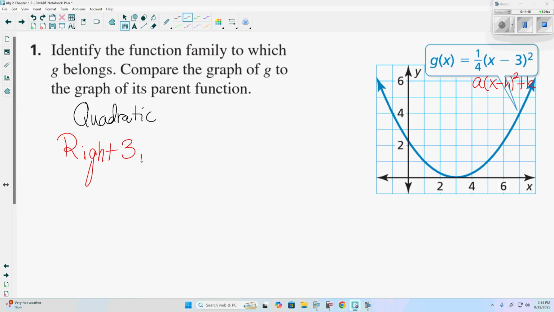Do we have a value for a? Is it negative? No, so there is no reflection across the x-axis. If it was negative, there would be. But we do have a number there, so that tells us we have a vertical stretch or shrink. So what's the number? 1/4. Is that bigger than 1? Is it between 0 and 1? So it has to be a shrink of 1/4. Questions on this here?